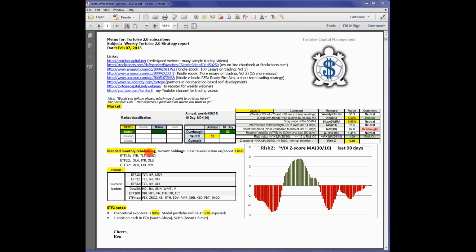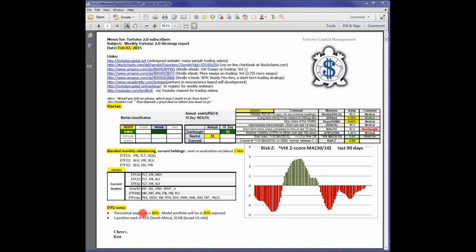No change to the blended monthly rebalancing holdings. That's scheduled for on or about 1 March. These are the current holdings. And then this set under current leaders are the ones that are in a leadership position as of the close on Friday.